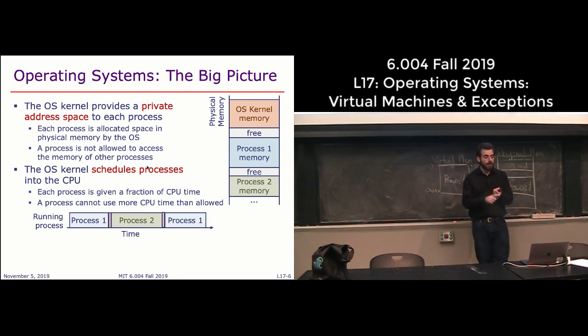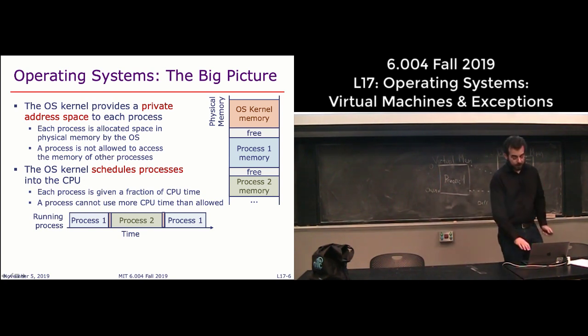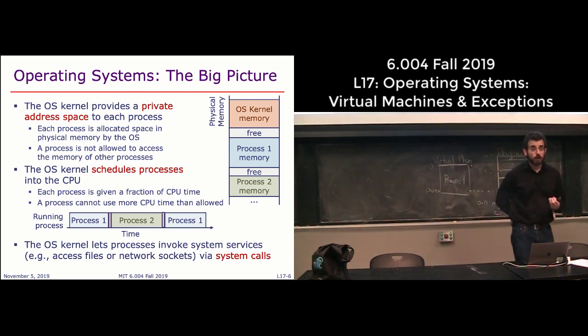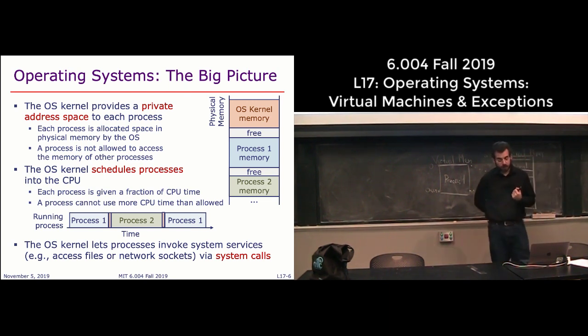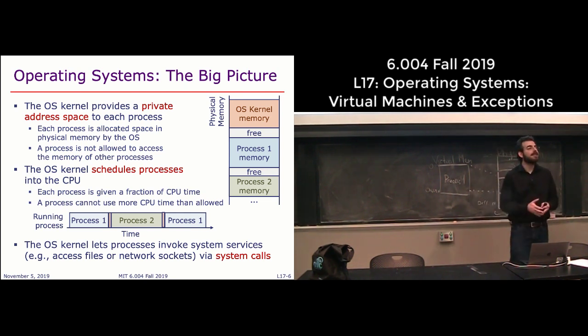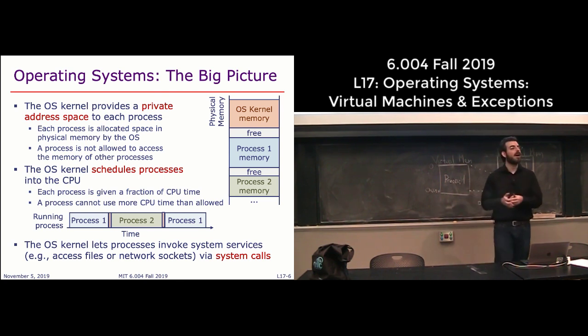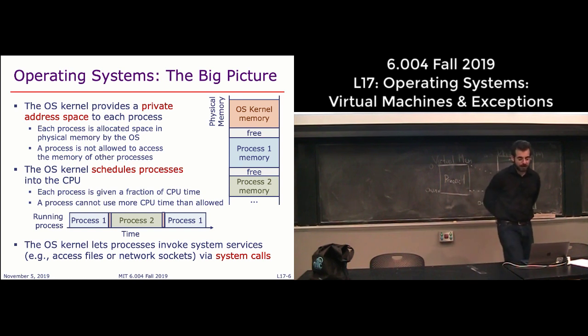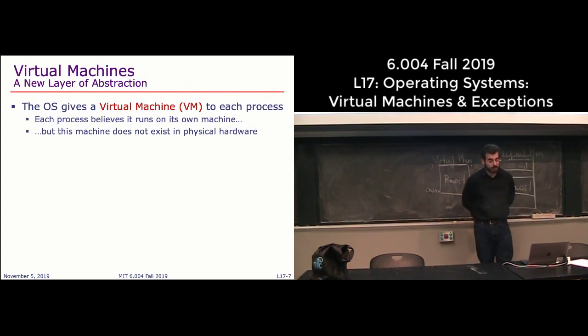So we have private address spaces, we have scheduling, and the third major component of operating systems is essentially providing services to applications. And this is done through system calls, which we will see in a few slides. This is essentially everything that the operating system is abstracting, things like files, like network sockets, which is how you interface with a network card and send messages over the network, events, all sorts of functionality that the OS provides to make it easier to write applications.